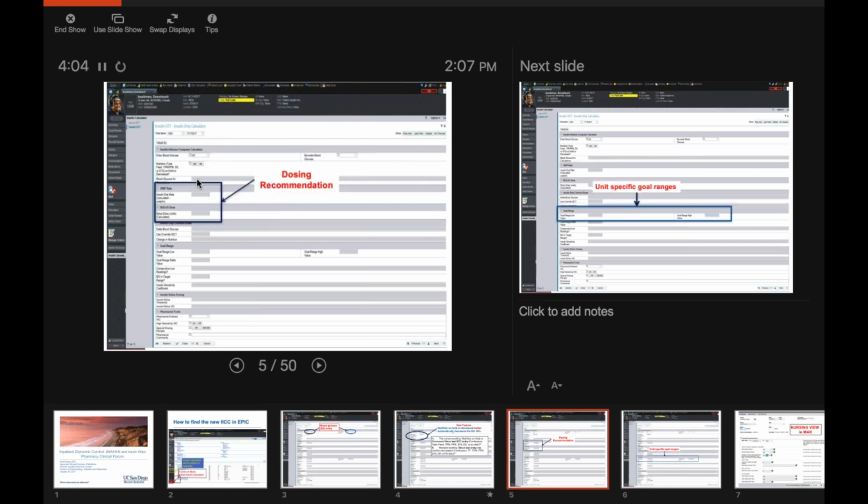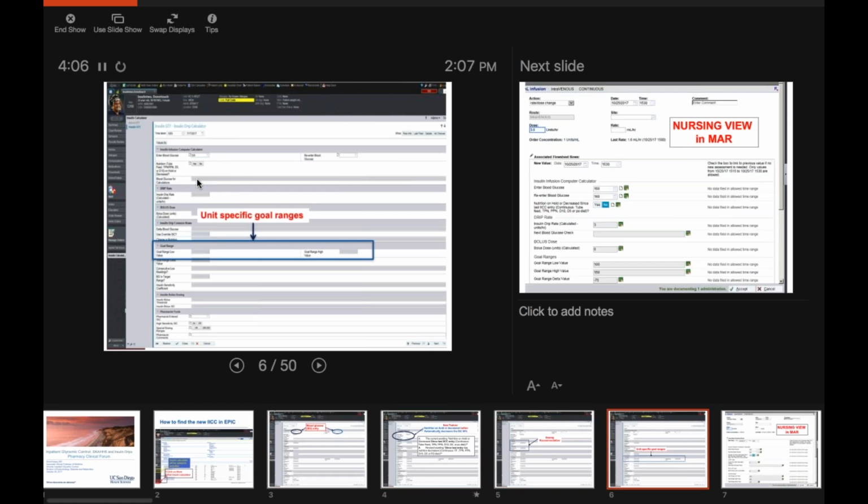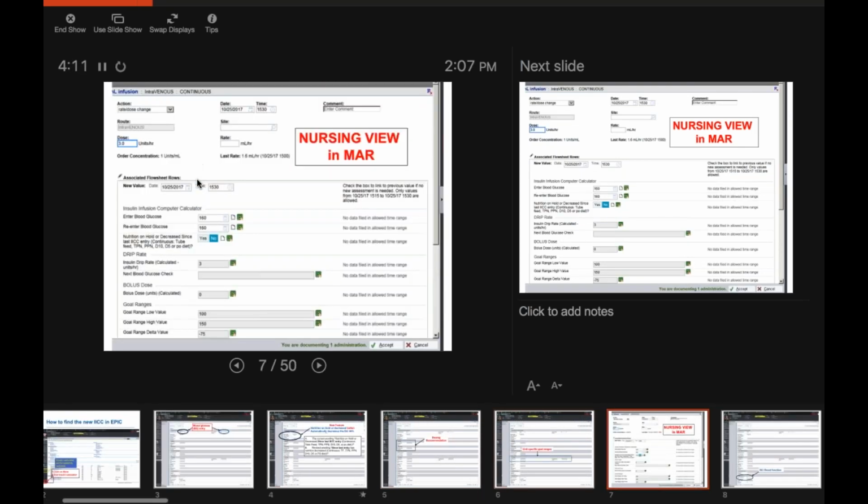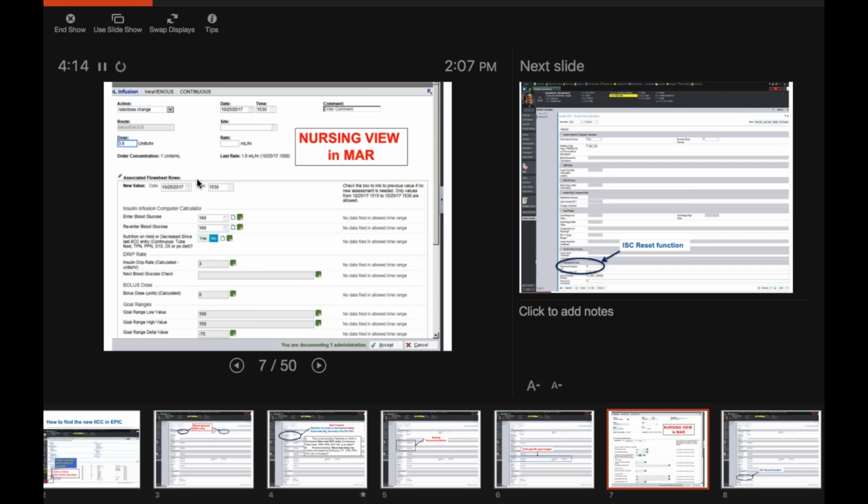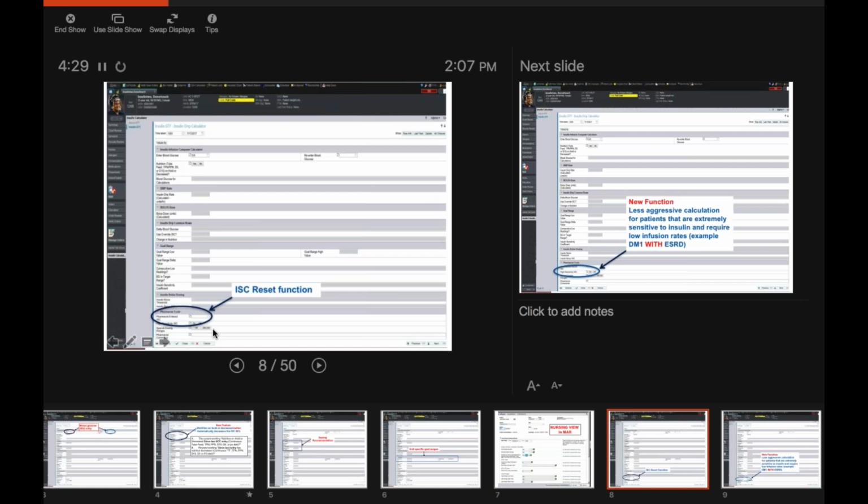Then it will spit out your dosing recommendation for drip rate or bolus rate. It's got your unit-specific goals, easy access right there for you. This is the nursing view in the MAR. It has the exact same information, the dual blood sugar entry, that question, followed by their recommendations and unit-specific goals. Okay? Then here's the pharmacy-specific functioning, pharmacist tools. This is where you guys would go to adjust the ISC if you needed to.